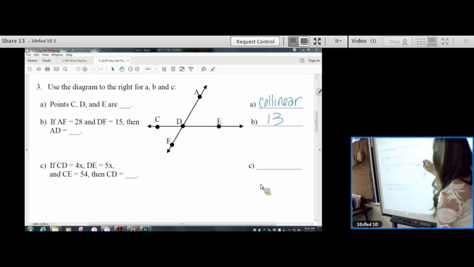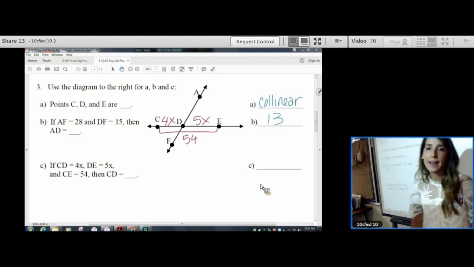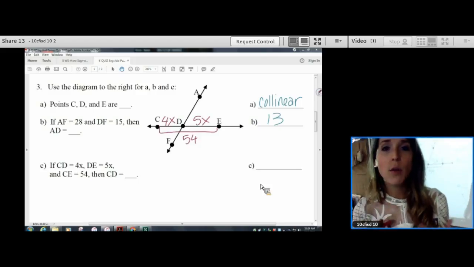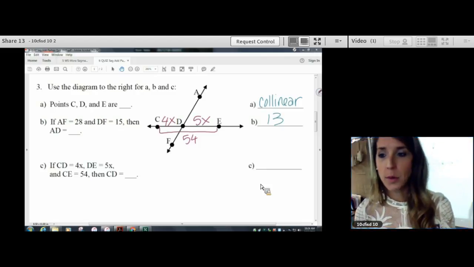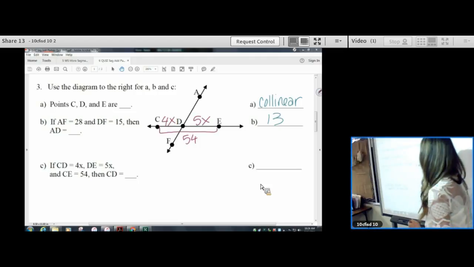If CD is 4x, DE is 5x, and CE is 54. We tried to make the algebra really easy for you guys so that you could show us that you know the geometry of it. D is not a midpoint, so we're not going to use the fact that we think it's in the middle. We are going to use the segment addition definition.